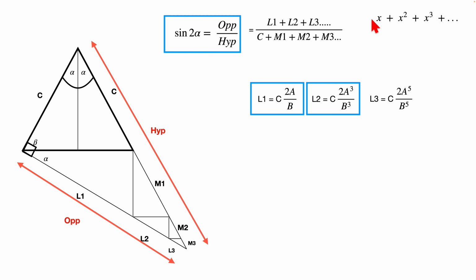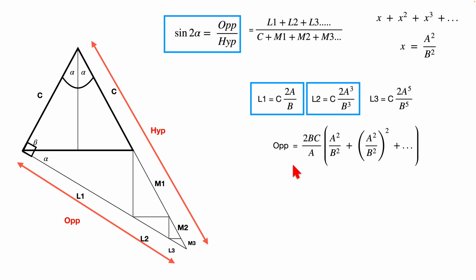So we are looking for an infinite series where x is less than 1 that we can sum. And here we can see that x is equal to a squared over b squared, because that's what you multiply each of these by. And we can produce this nasty little equation. Now, inside here is the infinite series, a squared over b squared, and then a squared over b squared, squared, etc., etc. And we can sum that, because we know that a is smaller than b, and therefore this is less than 1.